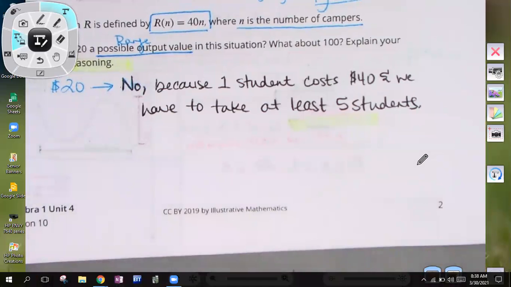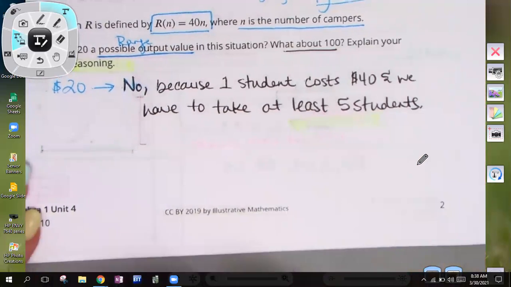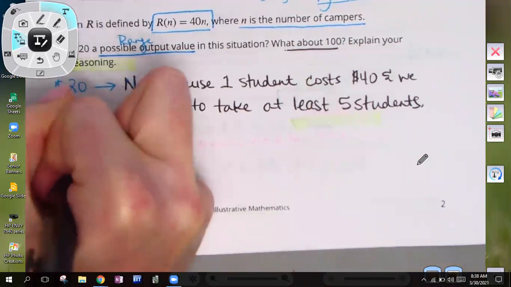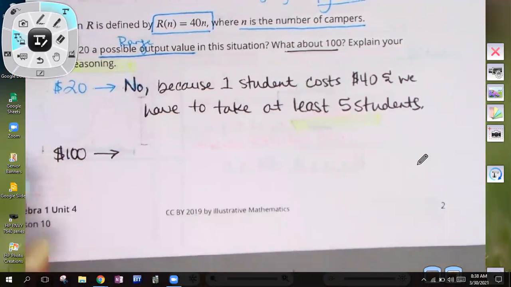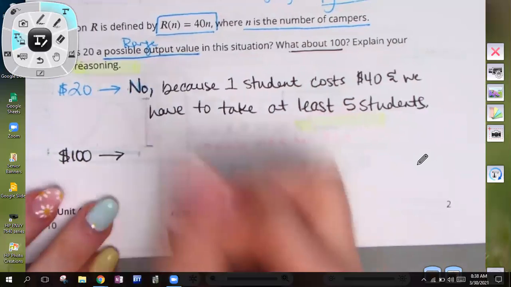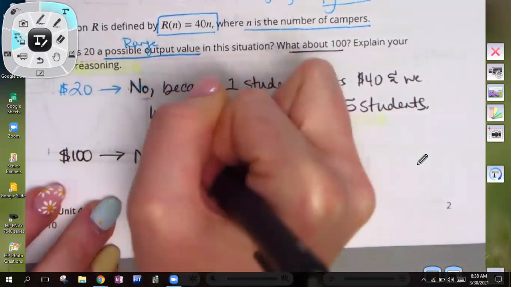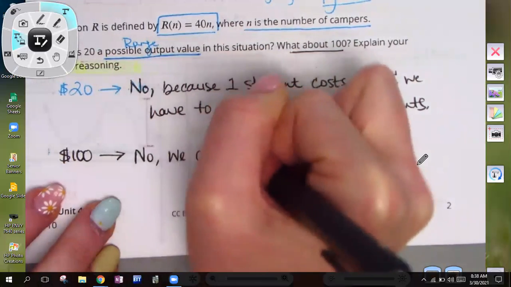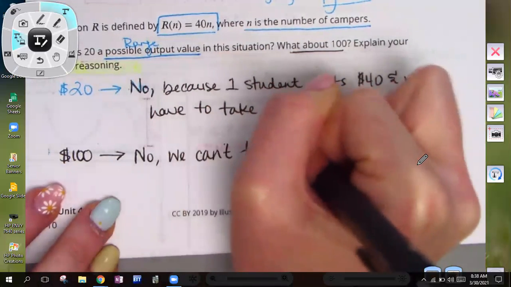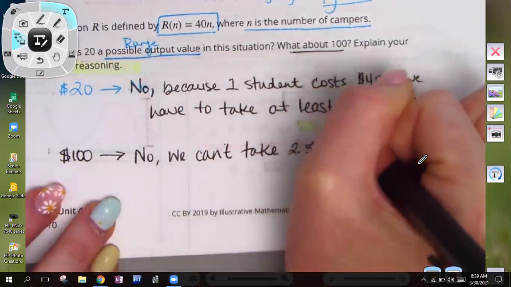It wants to know if 100 is a possible amount of revenue that the camp could make. No. That would be 2.5 students, right? Because one student's 40, 2 students is 80, 3 would be 120, so that would be half. So once again, no, because a half student is not possible. We can't take 2.5 students.